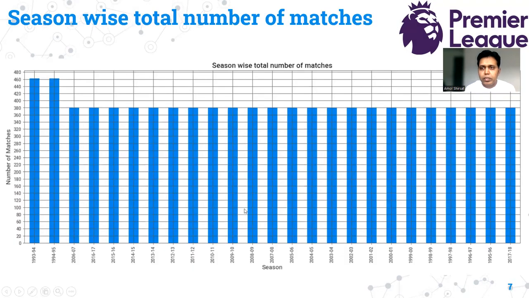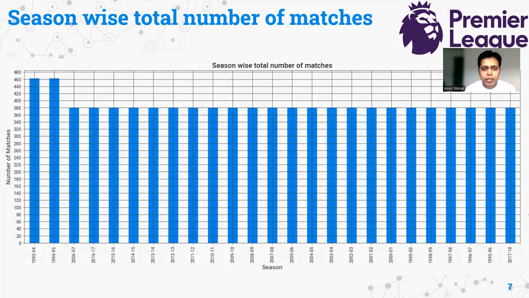Yeah, so this is the first plot of what we have done. We have the data from 93 onwards, so we have found out how many matches are played in each season. In the first season there were 462 matches, while in the rest of the seasons there are 380 matches. So it means that after the first 2 seasons, the matches were changed to 380 matches. We'll see what the reasons for that are also.